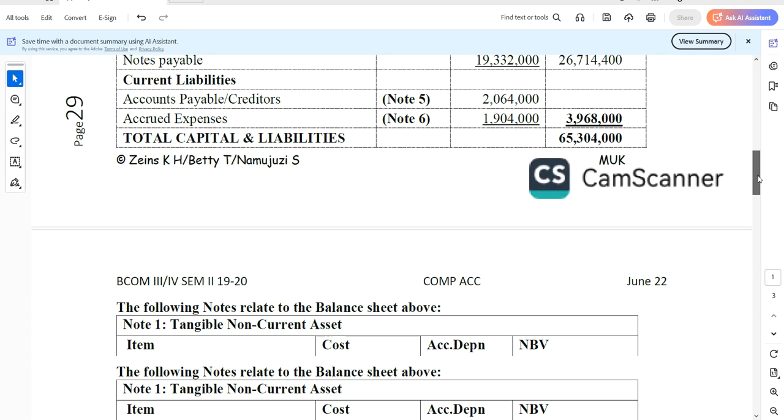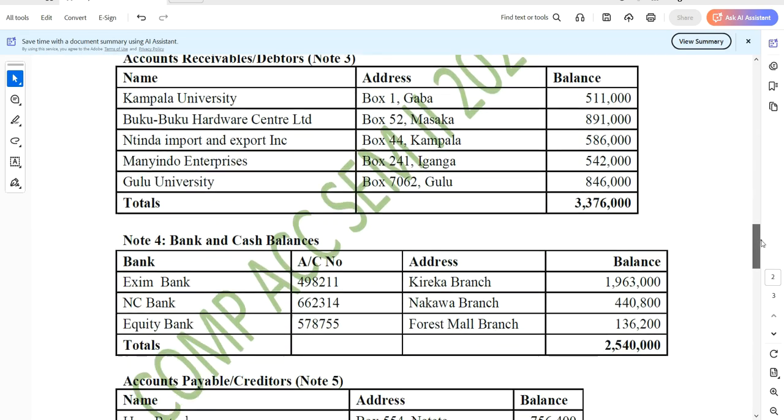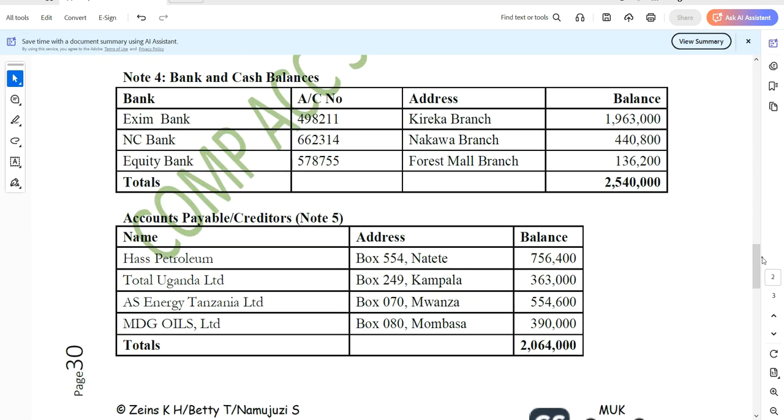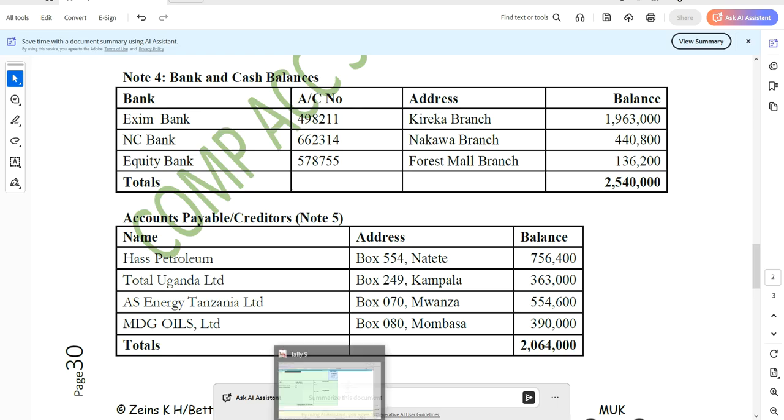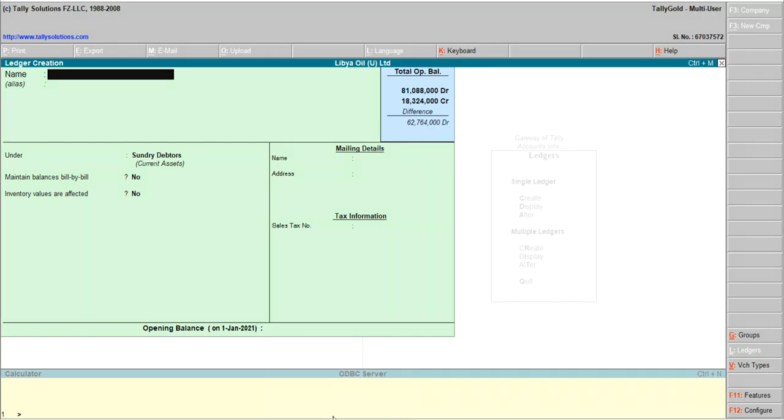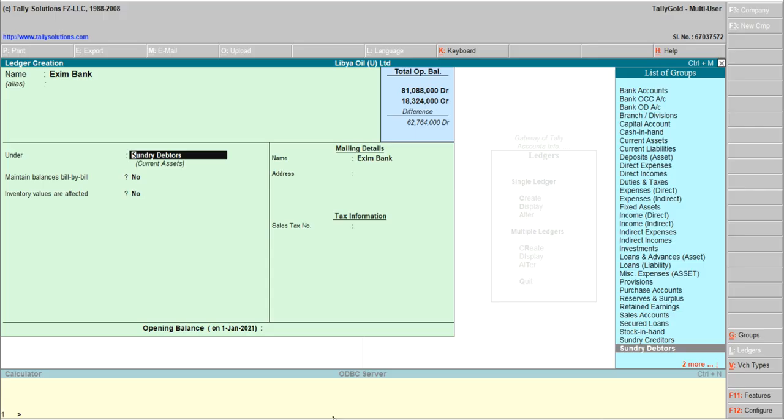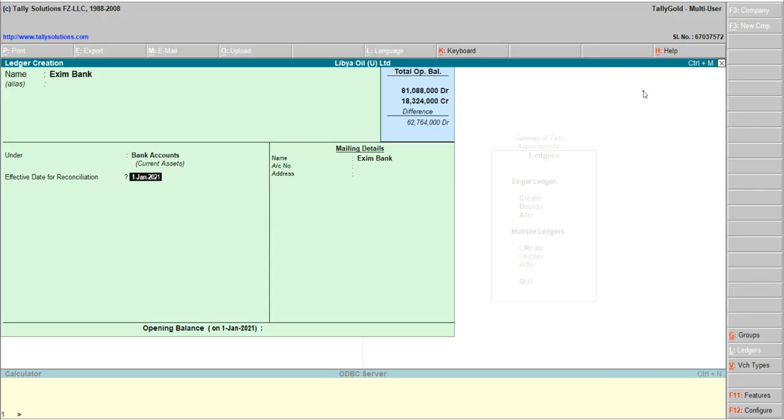Move to note 4, bank and cash balance. We have three different bank accounts: Exim Bank, NC Bank, and Equity Bank. You're going to create ledger accounts for each bank account. Exim Bank. The group for these is bank accounts, so they fall under bank accounts.